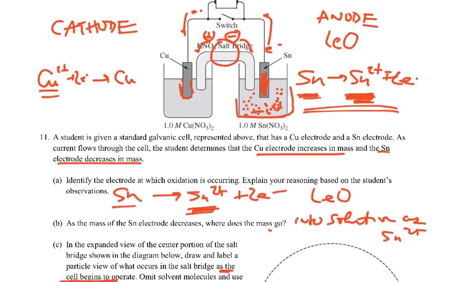So let's look at the reaction. We've got copper ions turning into copper metal, and we've got tin turning into tin ions. So the actual reaction would be copper ions and tin metal turn into tin ions and copper metal.